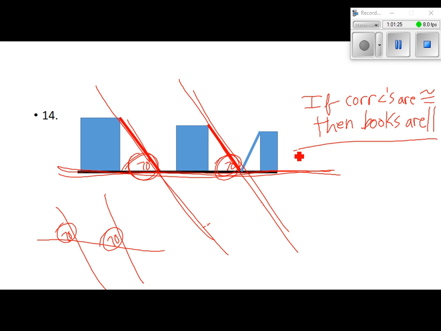How do we know all that? That theorem right there. That's a good theorem. Is it true?